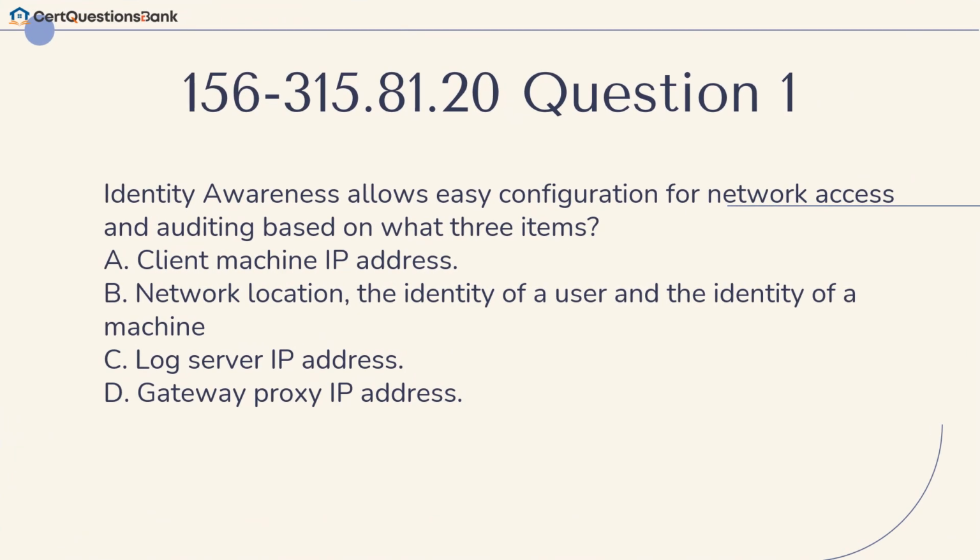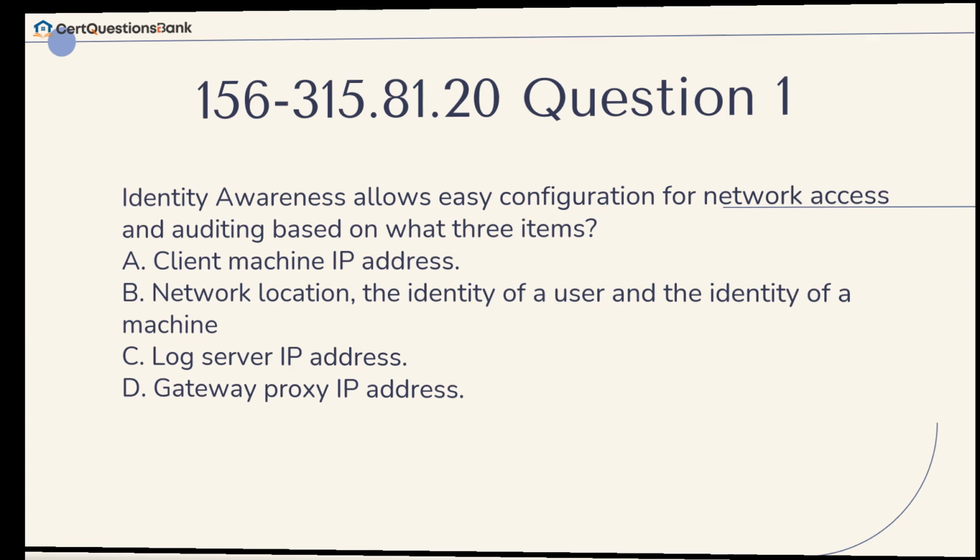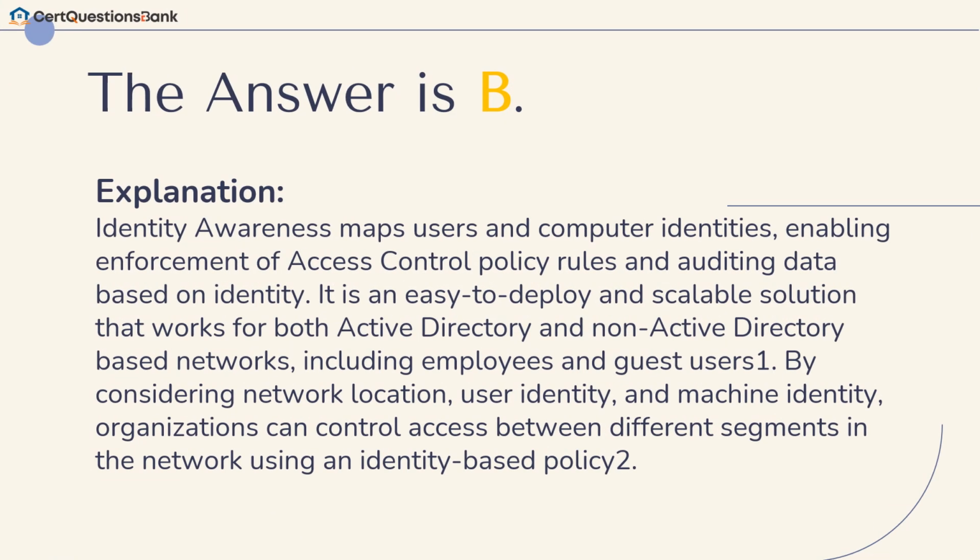Identity awareness allows easy configuration for network access and auditing based on what three items? A. Client machine IP address. B. Network location, the identity of a user and the identity of a machine. C. Log server IP address. D. Gateway proxy IP address. The answer is B.